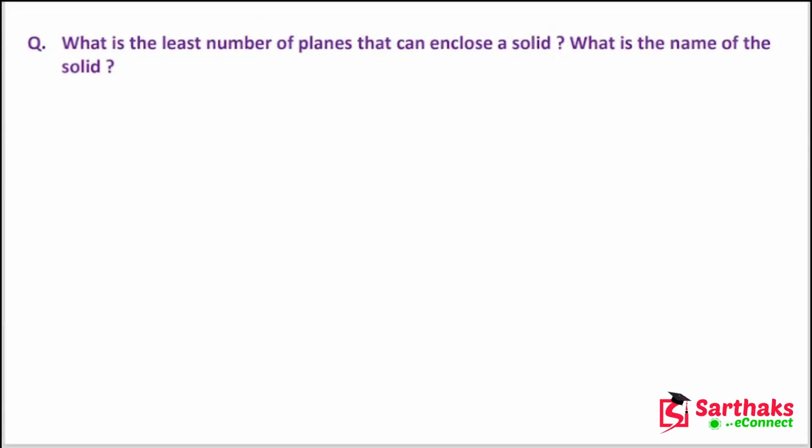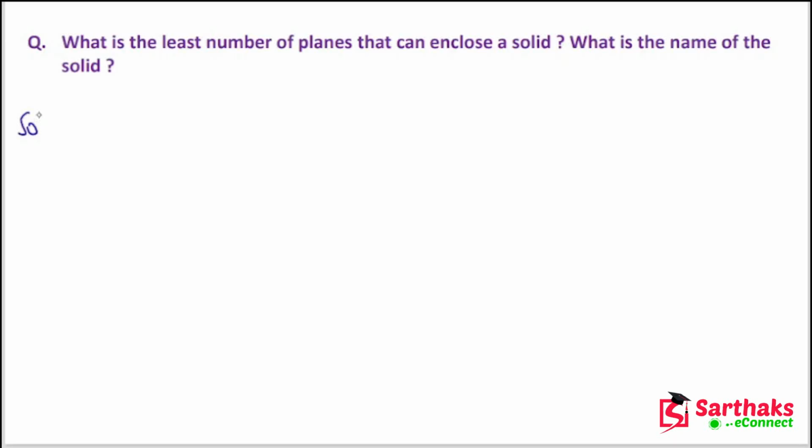Now this question says, what is the least number of planes that can enclose a solid? What is the name of that solid? Again, it is a similar question in just different words. It is asking what is the least number of planes. What are planes? These are faces only. So the least number of planes required to make a solid is 4. We have just answered it. And what is the name of the solid?